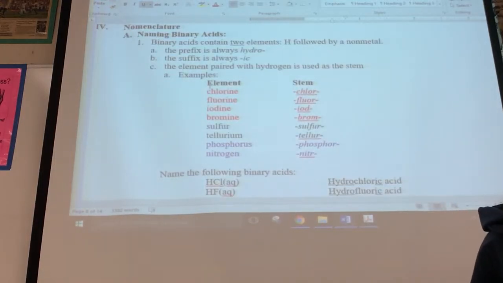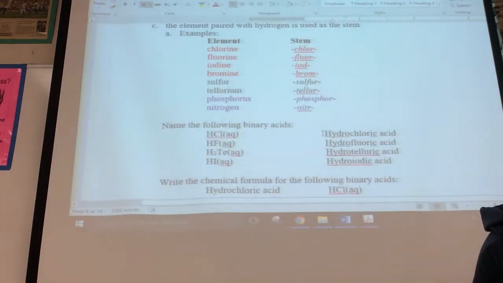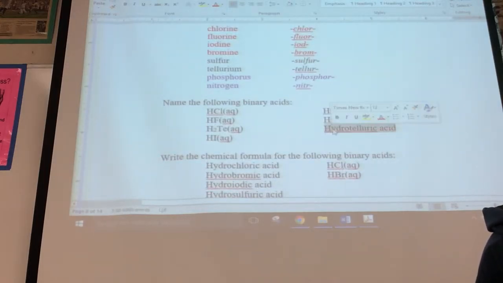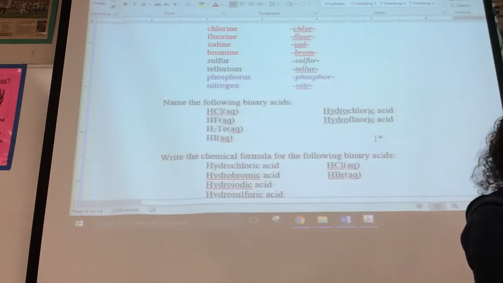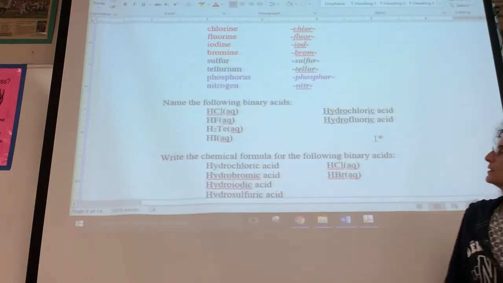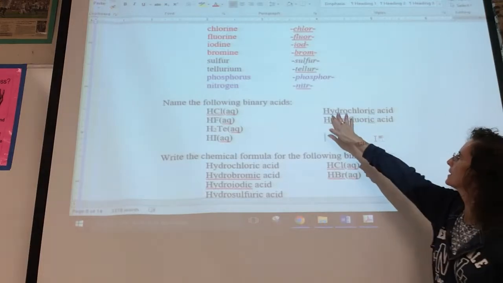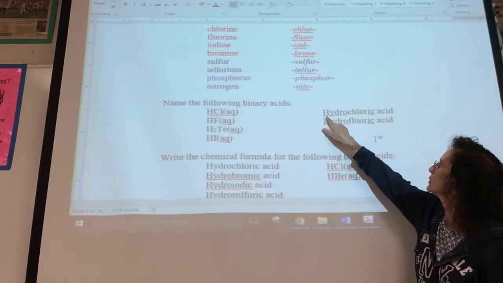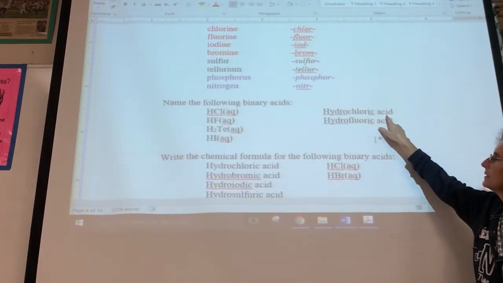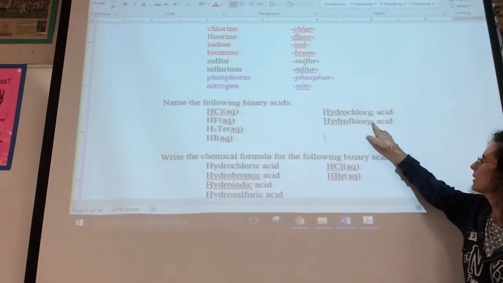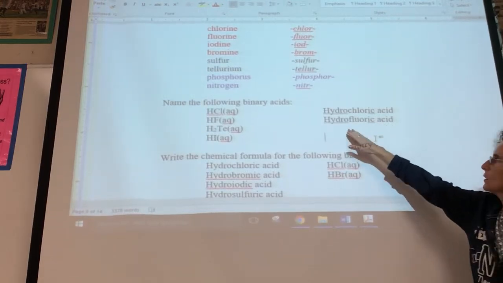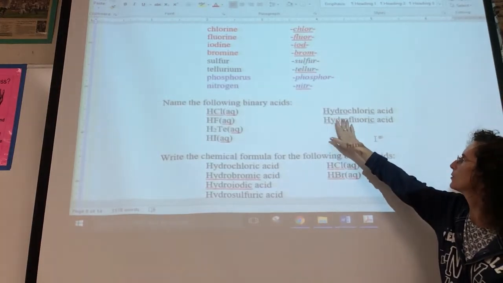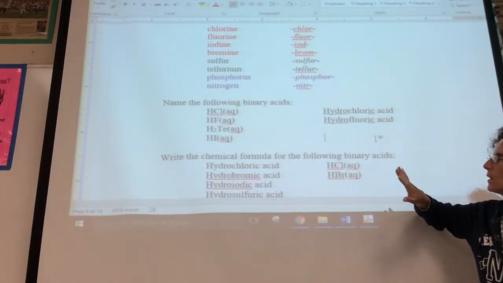When you name the binary acids, again, I think I left this in by mistake. Oopsie. Now they're gone. That's what you have in your notes, right? Okay. So when you name the binary acids, it's hydro, stem, ic acid. So hydrochloric acid, hydrofluoric acid. So any binary acid, an H followed by a nonmetal, is hydrostemic acid.